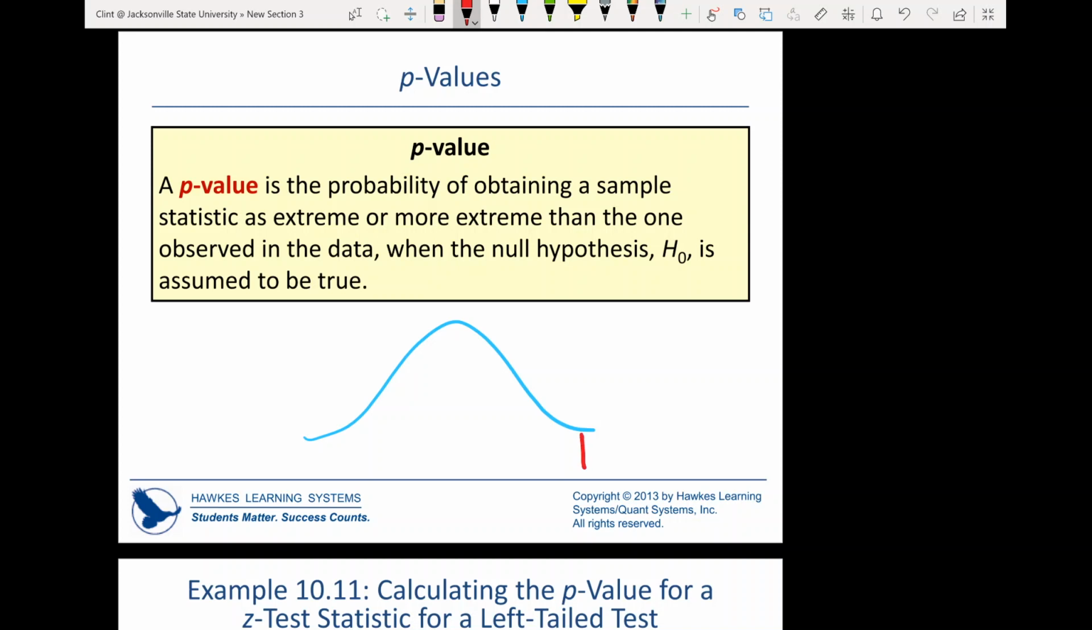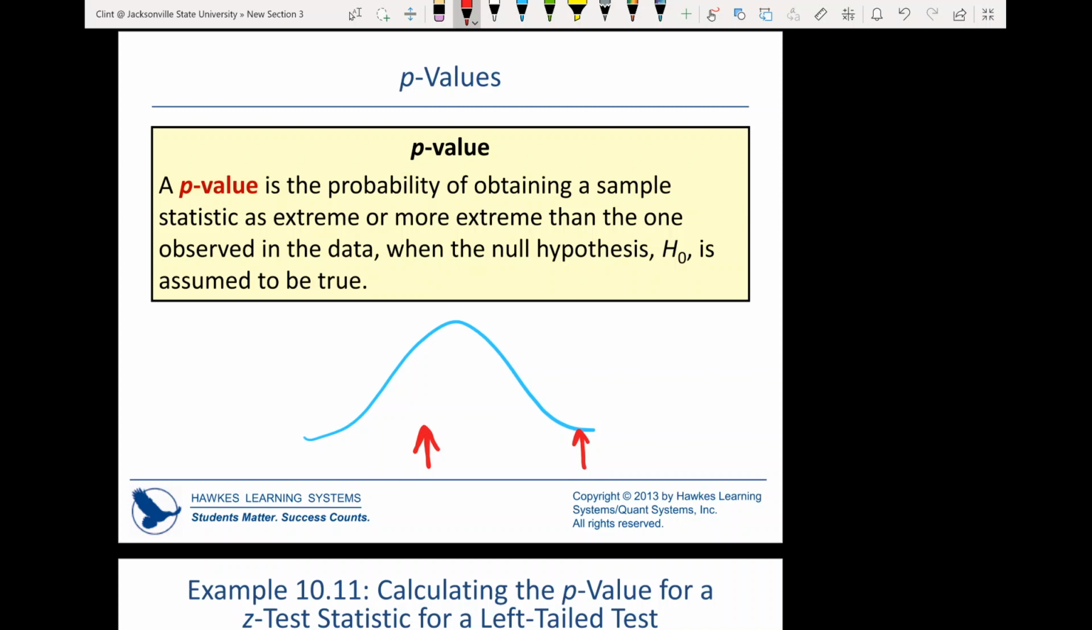If our test statistic was somewhere over here in our sampling distribution, we would say that's not very likely if our null hypothesis is true. So that would be a small p-value, pretty unlikely. If we had a test statistic that fell somewhere right in the middle, well, that's what we expect. That would mean a really high chance of getting that sample test statistic if the null hypothesis was true. So a smaller p-value is going to be off in the tail somewhere, and a larger p-value would be more toward the middle.